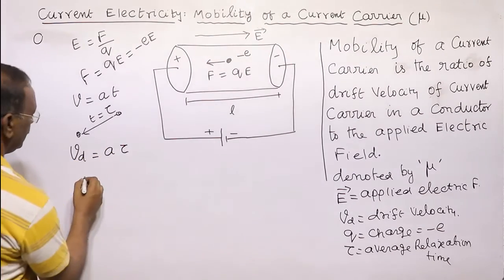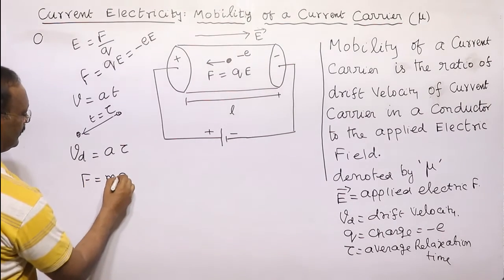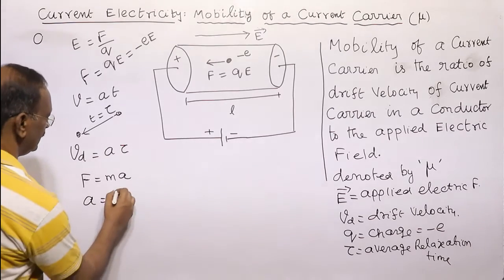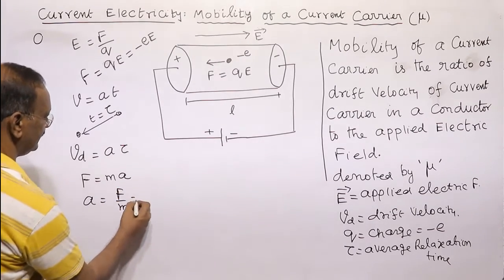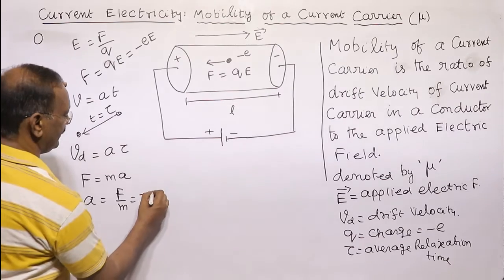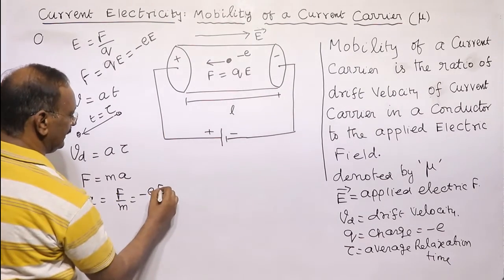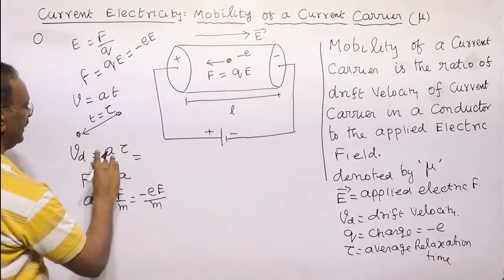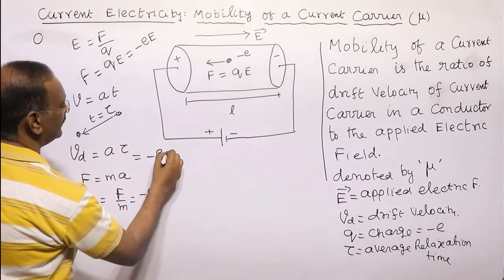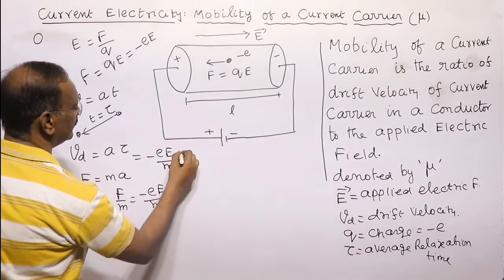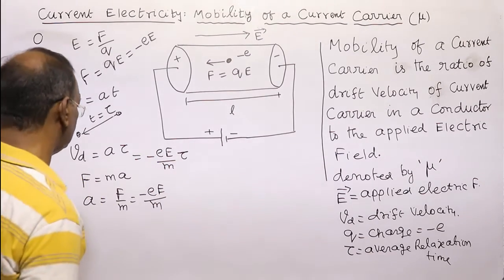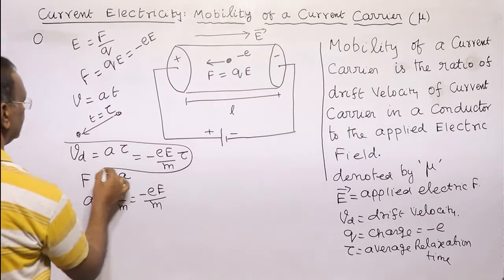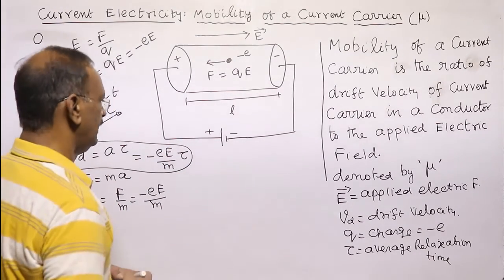What about the acceleration? Force is equal to mass into acceleration, so acceleration is force by mass, that is minus eE divided by m. This is the acceleration. So the drift velocity, acceleration into tau, is equal to minus eE by m into tau. This is the expression for drift velocity, which we have already derived at length.